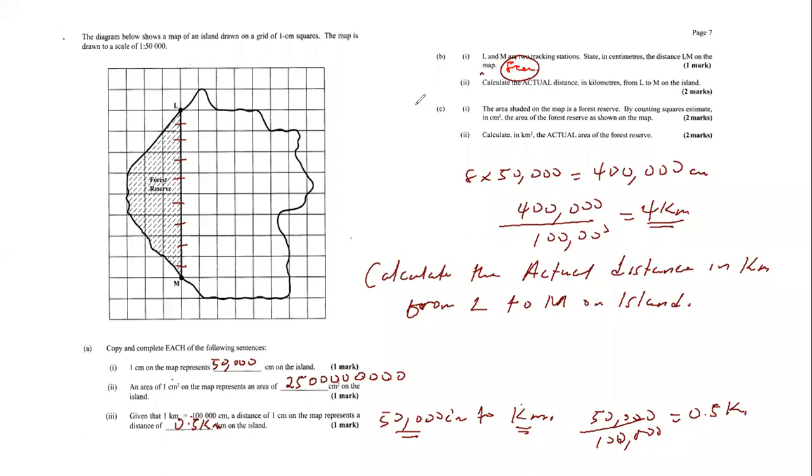Next, the area of the shaded forest reserve on the map, by counting the squares. Estimate in square centimeters the area of the total reserve. So we have to count the shaded places, right? Anybody here know how to do the counting in mapping? How do you do the counting?